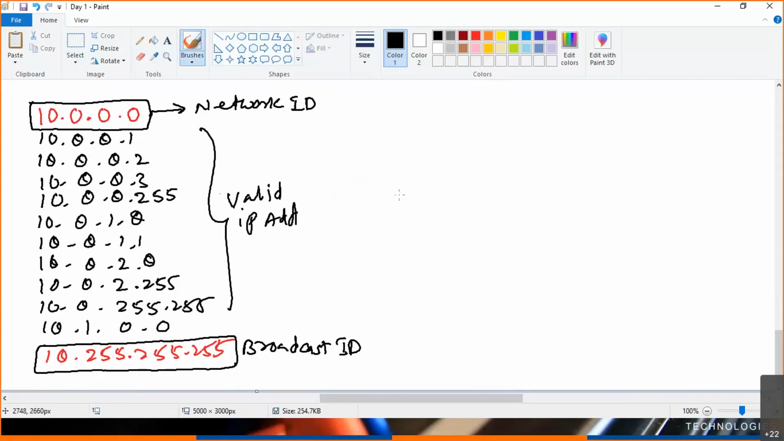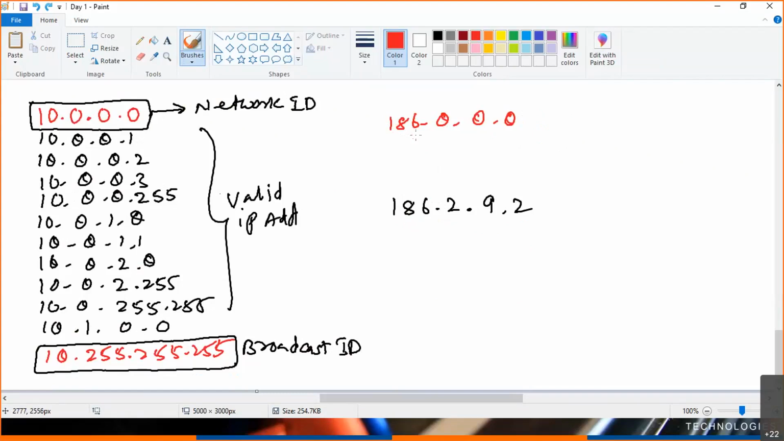Now I have the IP address 186.2.9.2. Then what will be the network ID of this IP address? Tell me. 186.0.0.0? It is not the network ID of this IP address. It's wrong. So now the task is what? How to identify the network ID and how to identify the broadcast ID.